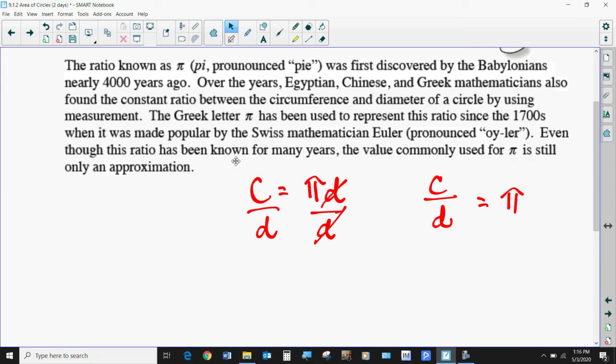Even though the ratio has been known for many years, the value commonly used for pi is still only an approximation. So it's one of those, what we call an irrational number, where it just keeps going on and on forever. And there are actually mathematicians who've made it their life quest to figure out the next decimal digit in pi. Everyone's got to have a hobby, right? So they like to do that.